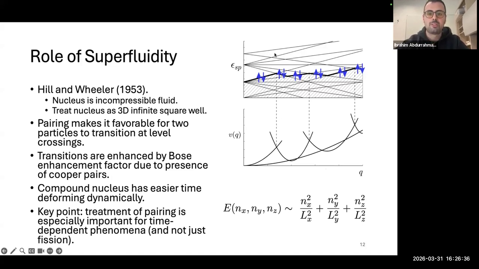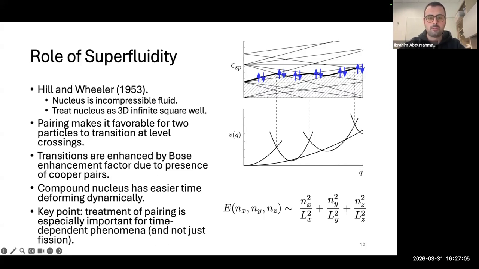And this picture shows basically what happens. So this is the key idea: pairing allows you a very efficient way to repopulate your states as a function of deformation. And in fact, these transitions are enhanced by a Bose enhancement factor due to the presence of these pairs.